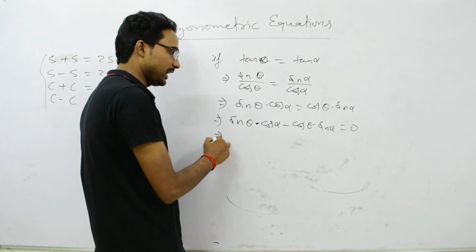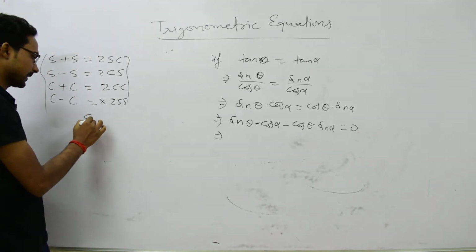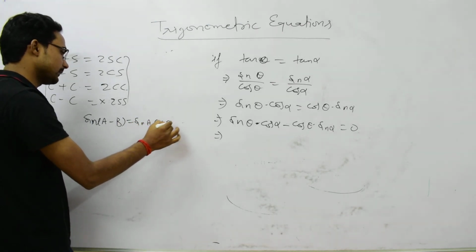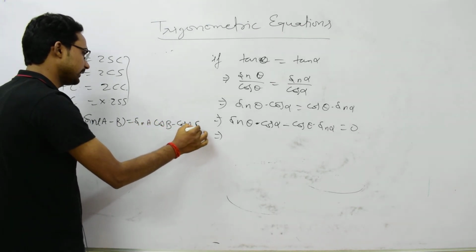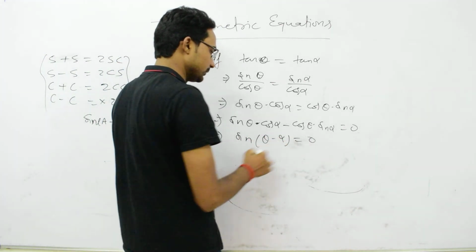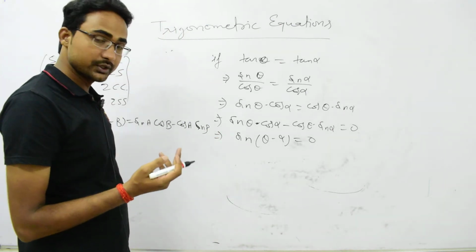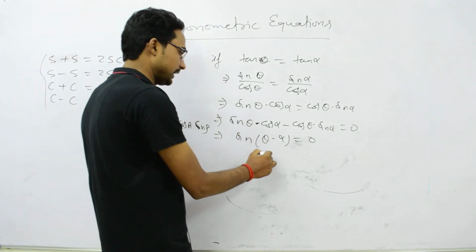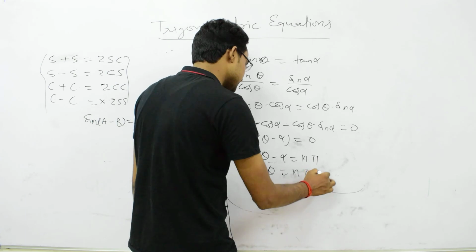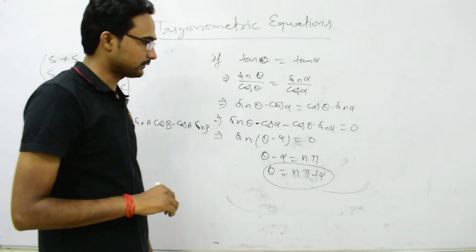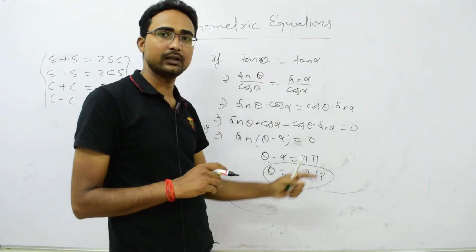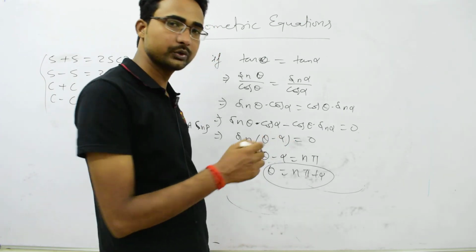So, this is the formula of sin (A minus B). Sin (A minus B) is equal to sin A cos B minus cos A sin B. So, we can write here sin (theta minus alpha) is equal to 0. If sin theta equal to 0, then the general solution is theta equal to n pi. So, theta minus alpha is equal to n pi. So, theta is equal to n pi plus alpha. Okay. This is the general solution of the trigonometric equation tan theta equal to tan alpha. So, theta equal to n pi plus alpha, where n belongs to integers.